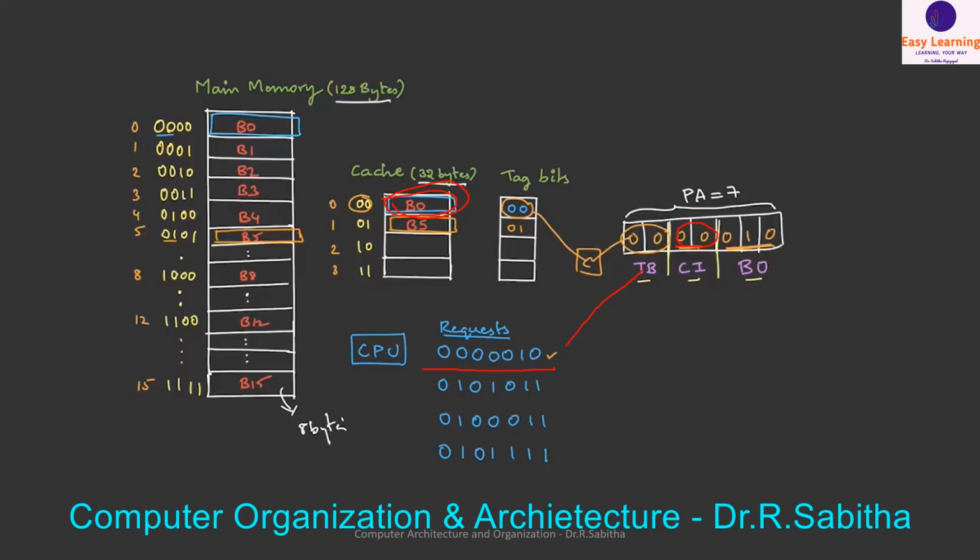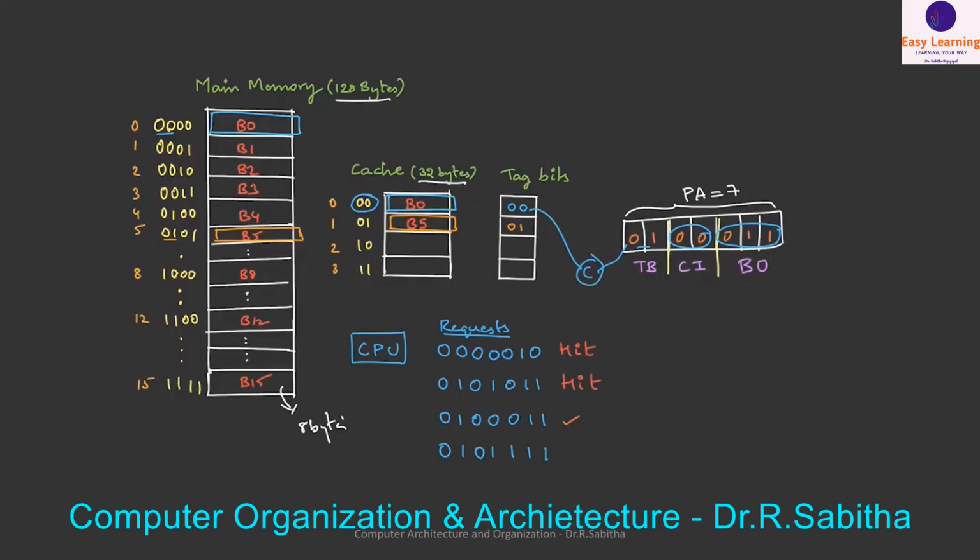Now we have to check with the corresponding tag bits, because each cache line is associated with tag bits. So the value is 0 0. Now this corresponding tag bit, which is relevant to the cache index 0 0, is compared using a comparator with the tag bits in the physical address. When both match, it is said to be a hit. When they don't match, it is said to be a miss.